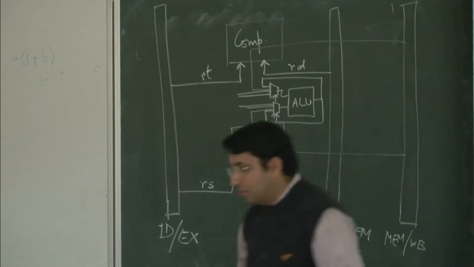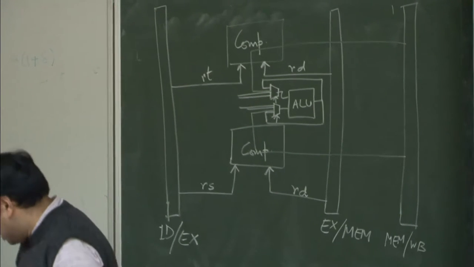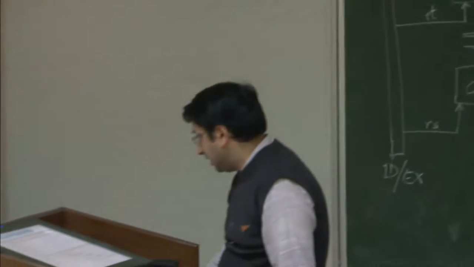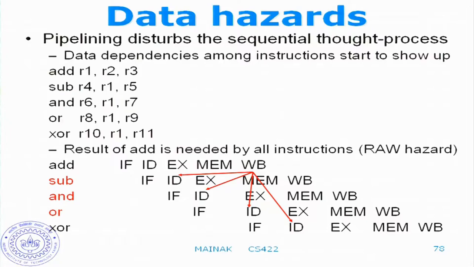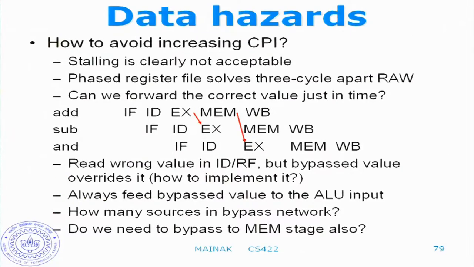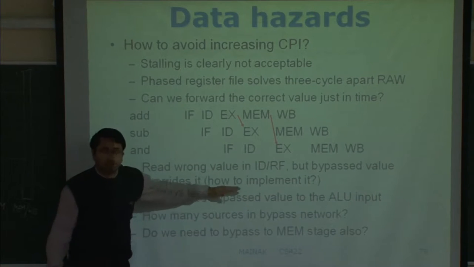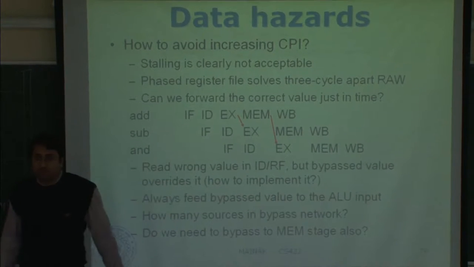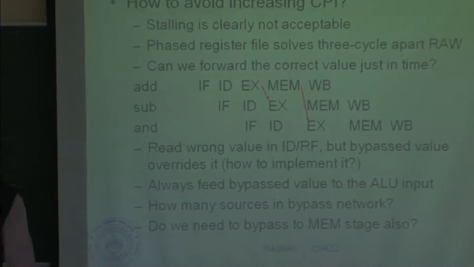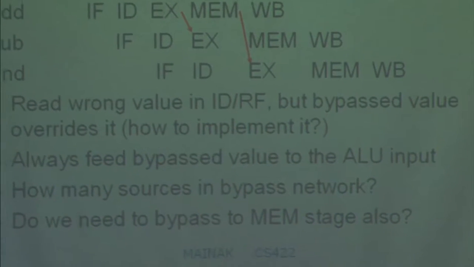Now there is a small problem, although probably this example doesn't have a problem. When the problem arises, we'll talk about it. Is this clear? So now, how do we answer this particular question? We know how to implement it, roughly. We need bigger muxes in front of the ALUs, and we need comparators that will drive the selection.